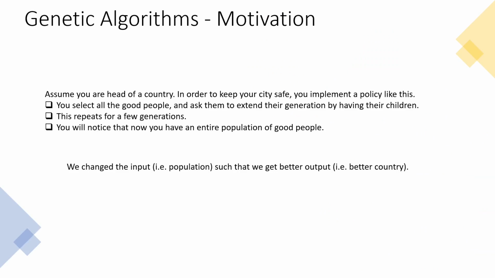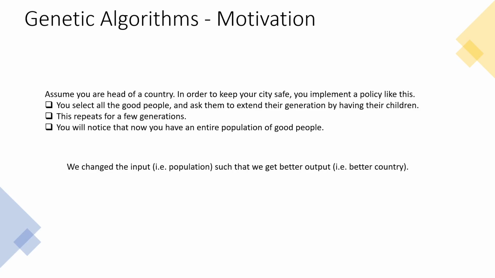and let's see another example about the genetic algorithms. Assume you're head of a country, and in order to keep your city safe, you implement a policy like this. You select all the good people and ask them to extend their generation by having their children. And only the good people will have children, okay? And this repeats for a few generations, and you will notice that now you have an entire population of good people. So we change the input, we change the population such that we get better output. In this case, that's a better country. So that's how genetic algorithms work.